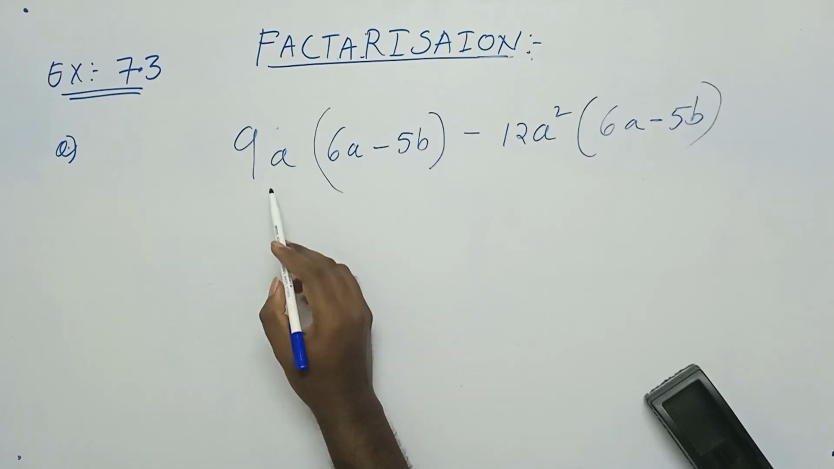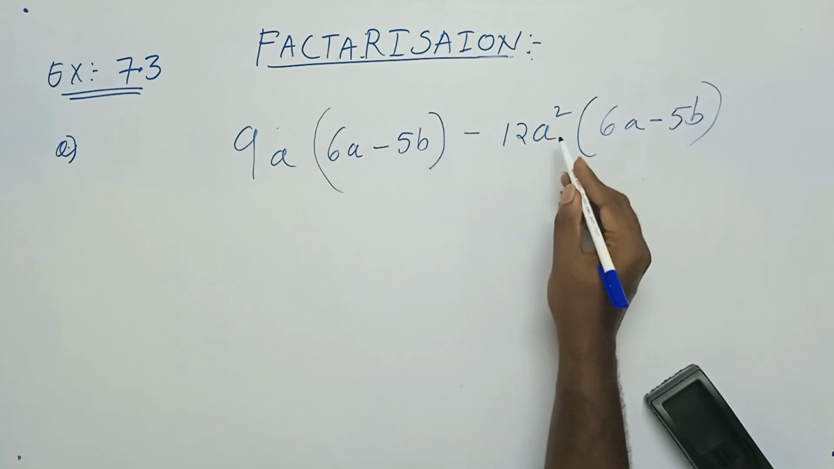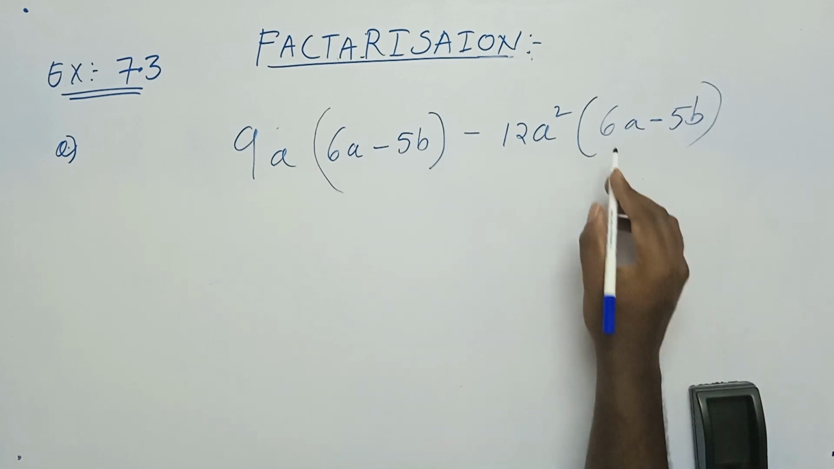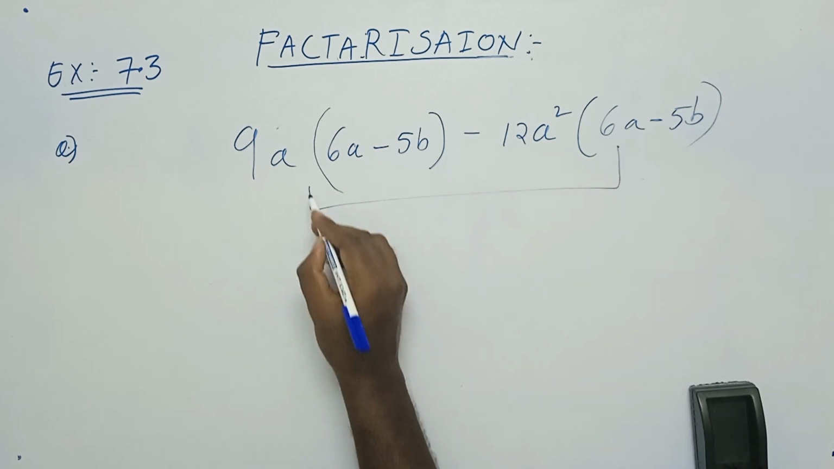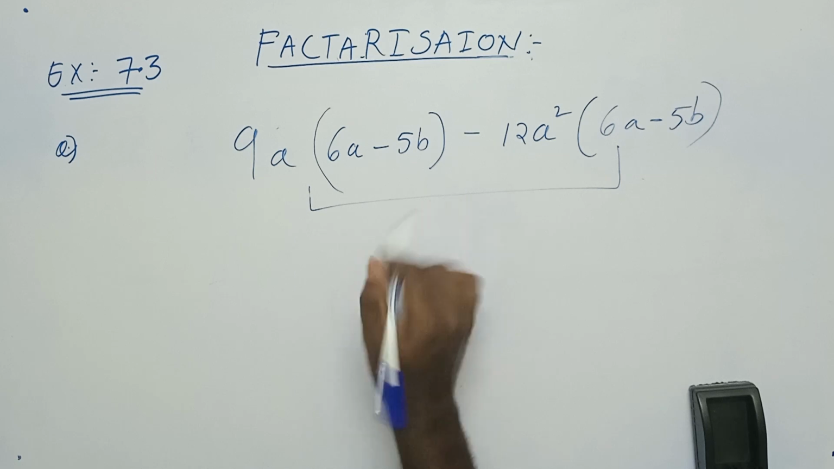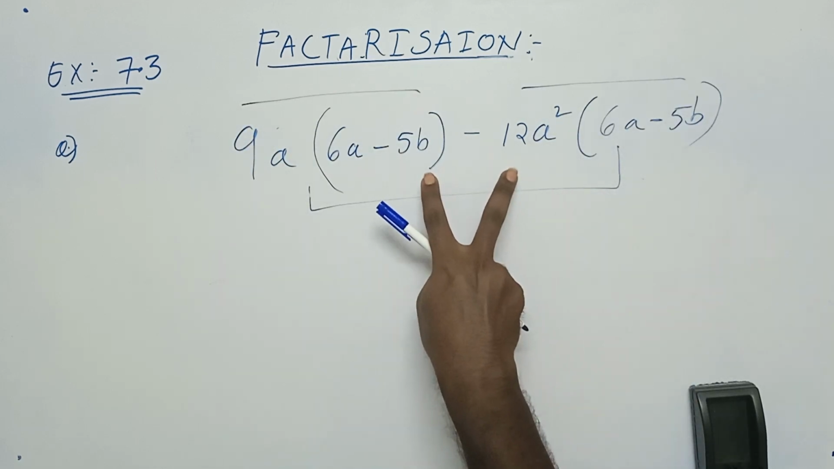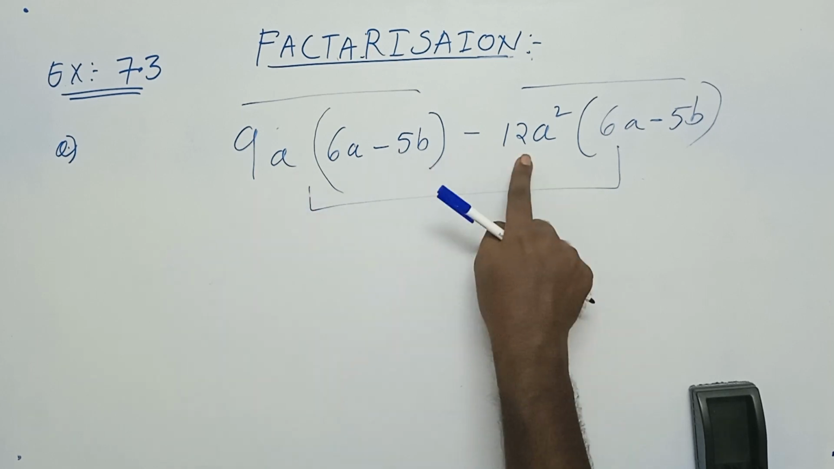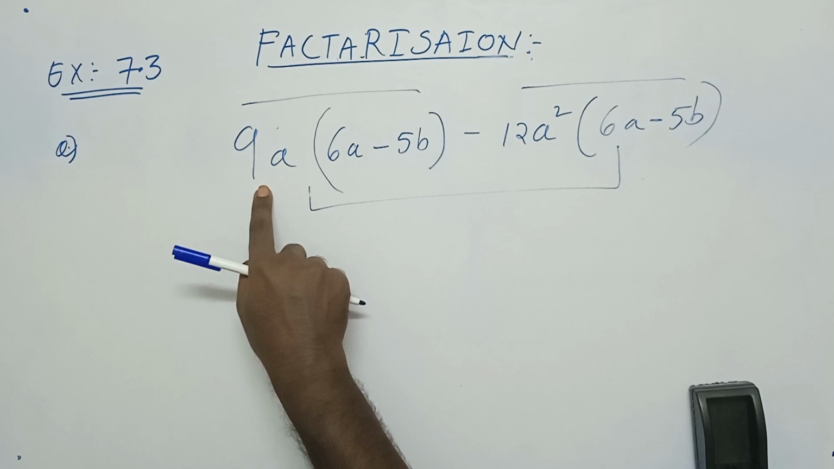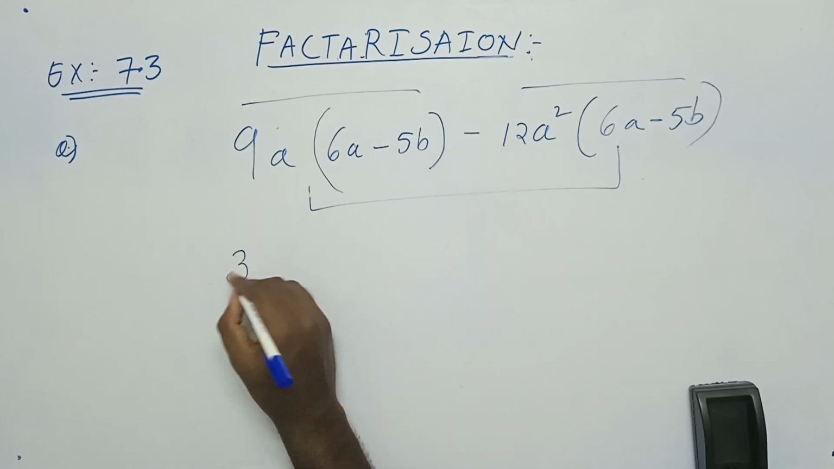So our next problem is 9a(6a − 5b) − 12a²(6a − 5b). We are going to find the factors of this expression. First of all, we have to determine what the terms are. So this is one term, this is another term. That means we have to compare these two terms by their HCF. Here we have 9a, here we have 12a². What is the HCF of 9a and 12a²? 3a is the HCF, right?